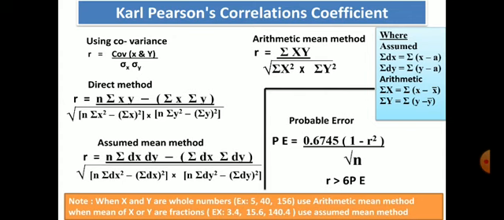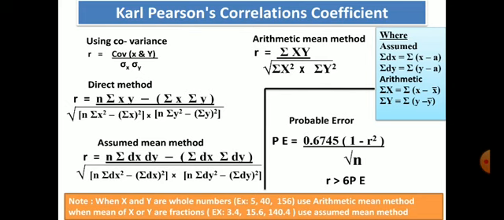Okay, and in the arithmetic mean method, capital X is the deviation taken from the actual mean of x. That is, capital X is equal to x minus x bar, and capital Y is equal to y minus y bar. Okay, and we'll also be finding the error in the correlation coefficient.